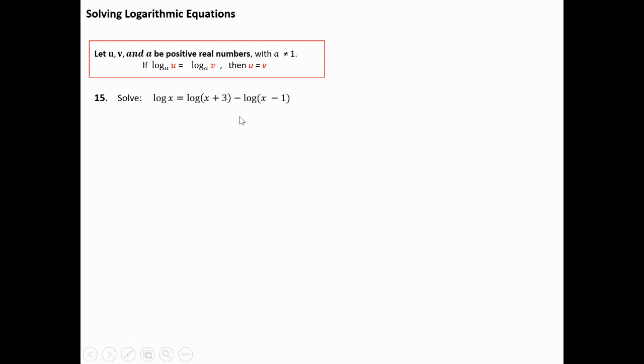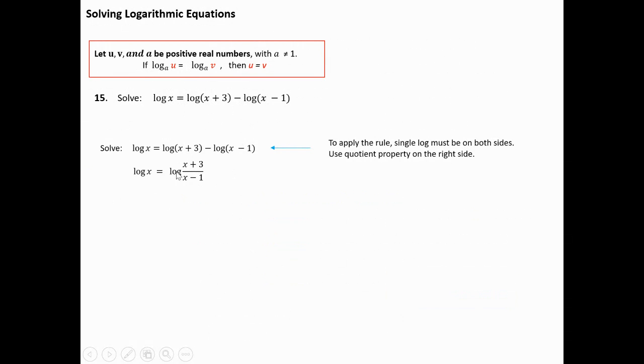Going back to the rules from before, when you're subtracting, you're going to use the quotient rule. It's going to be the log of (x plus 3) over (x minus 1). When there's no base, it means it's base 10. So it's base 10 on both sides. Now we can apply the rule.